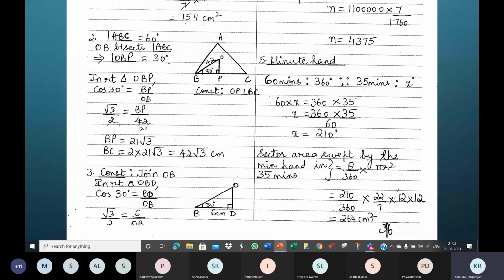Read this proportion. The minute hand goes 60 minutes. In 60 minutes, when this minute hand goes 60 minutes, it covers 360 degrees. In 35 minutes, how many degrees? Proportion. You can also do it like this. This is about the minute hand. 60 minutes, 360 degrees. 35 minutes, how many degrees? 60 minutes is to 360 degrees as 35 minutes is to how many degrees?